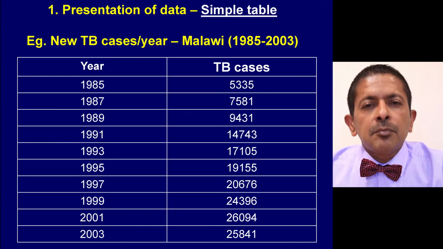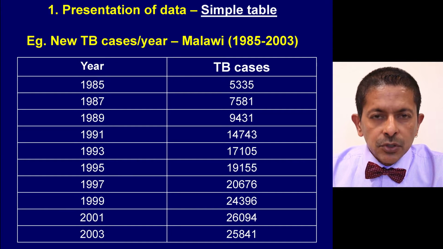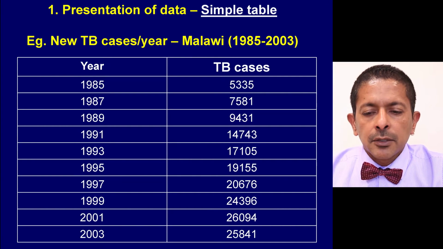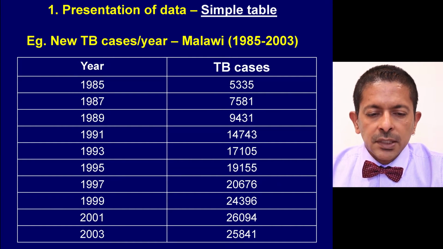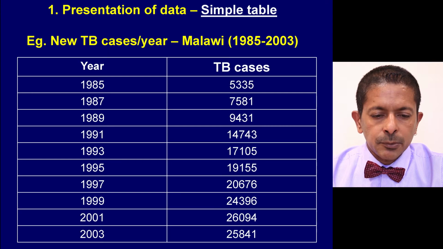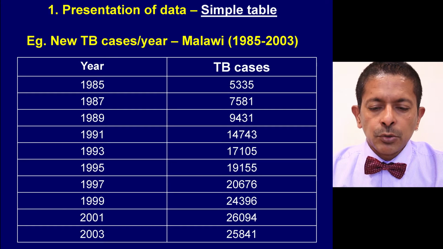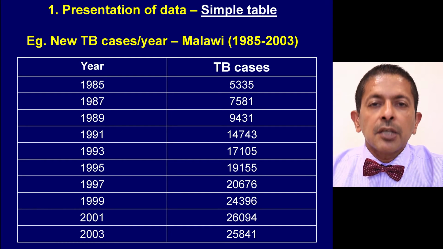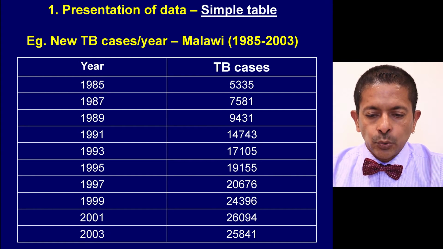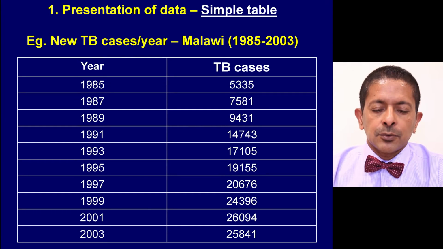Now here's a simple table as a way of presenting data. And it shows new TB cases per year in Malawi between 1985 and 2003. And you see on the left side column, you have the year between 1985 and 2003. And on the right, you have the TB cases. And you will notice there's been an increase, in fact, an exponential increase in TB notifications between 1985 and 2003. 5,335 to over 25,000 cases.